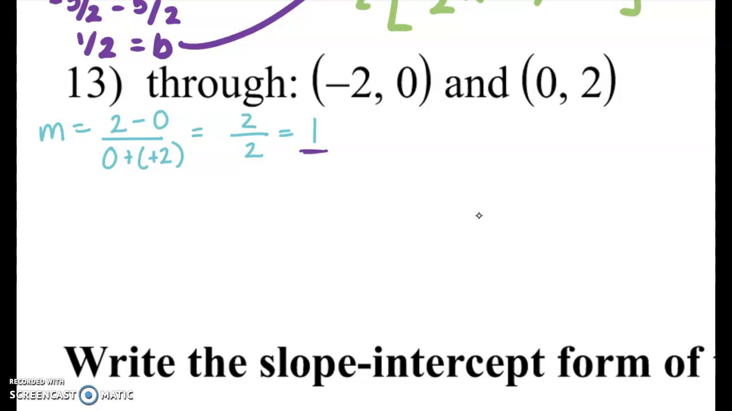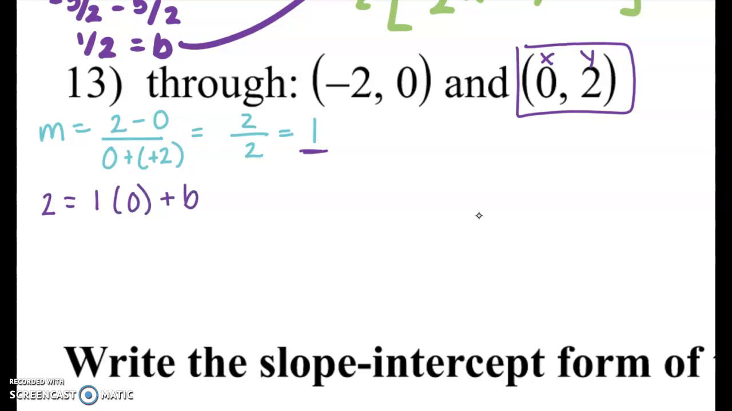From there, I take my slope and I pick a point. Let's just say I pick the second one. We've done the first one the last 2 times, so we can switch it up. So I'll put 2 in for y, right? Because I have my x, I have my y. It's equal to 1 for my slope times 0 for my x plus b. So 1 times 0 is just going to cancel out. So I'm going to be left with a y-intercept or a b of 2.